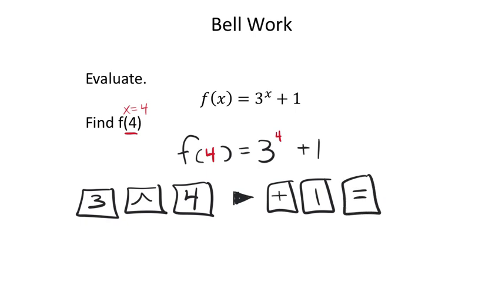And when I do, it tells me what the answer is here. Looks like it's 82. So f of 4 equals 82. That's it.